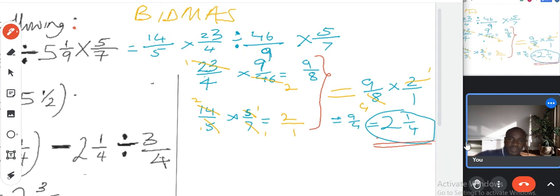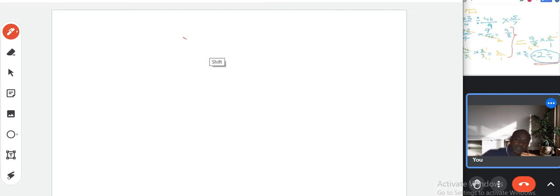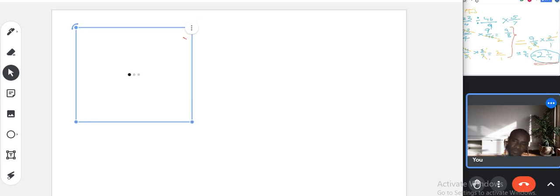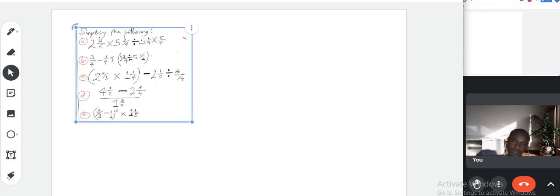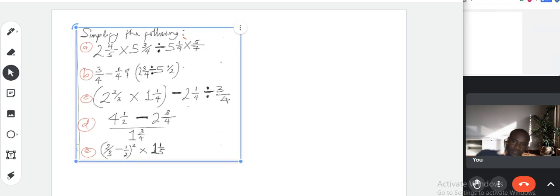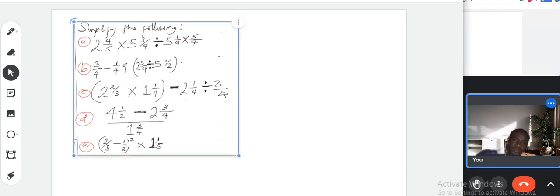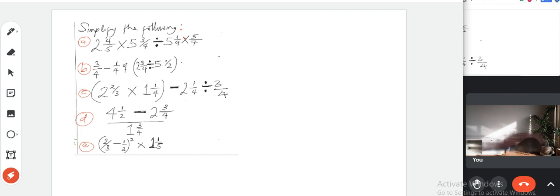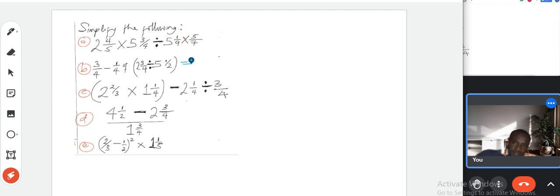Alright, let's paste this on the next page so that you can solve number 2 there. Go to the next page and solve number 2. That's letter B. So what do you do first?